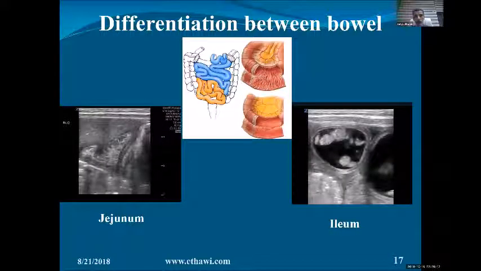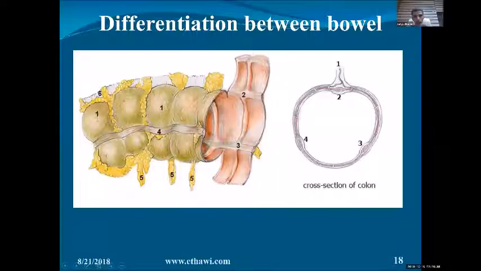Okay, doctor. So again, you can see ileum, small bowel. You see the haustration. You can see the jejunum in here. You can see the projections. And this one is a colon. This is a colon. There is no projection, but you can see these points of muscles.